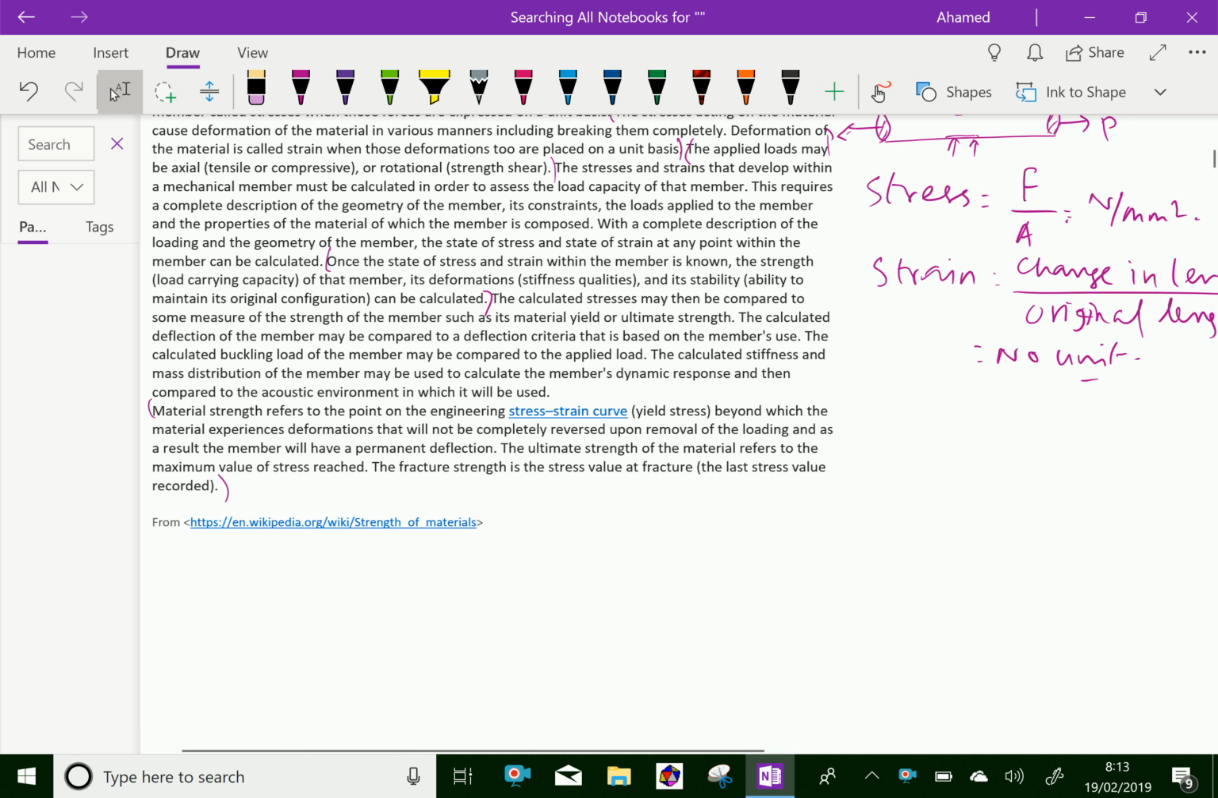The ultimate strength of the material refers to the maximum value of stress reached. That is, the fracture strength is the stress value at the fracture. That is, the last stress value is recorded.